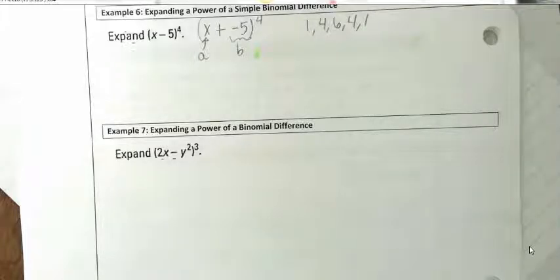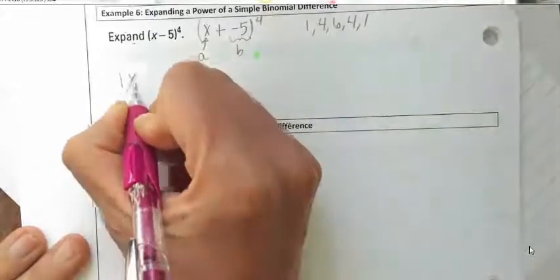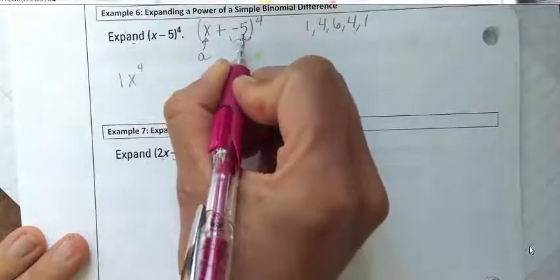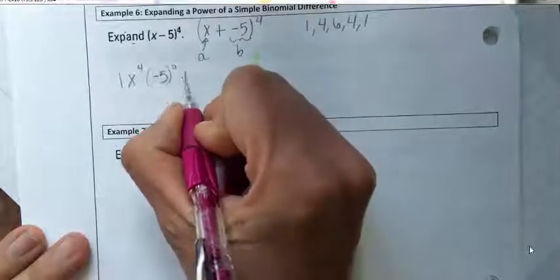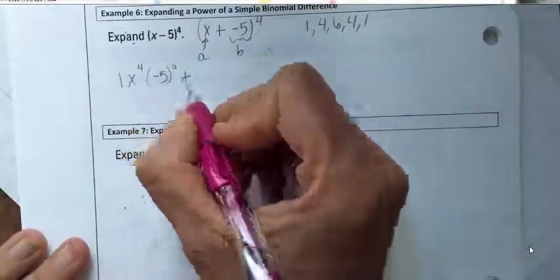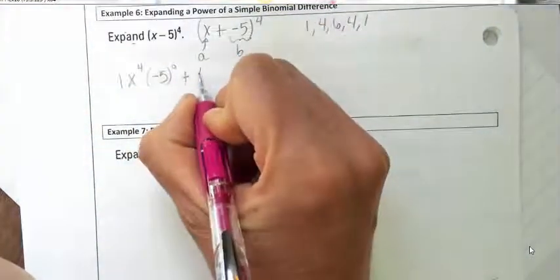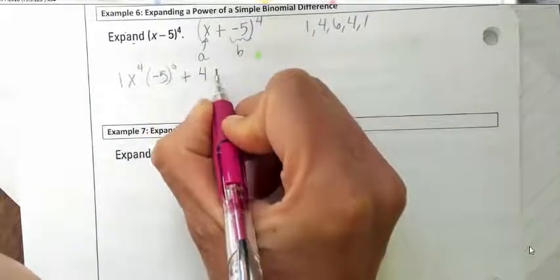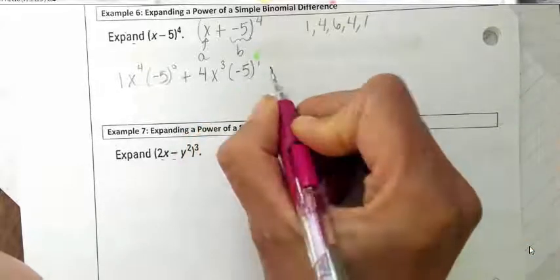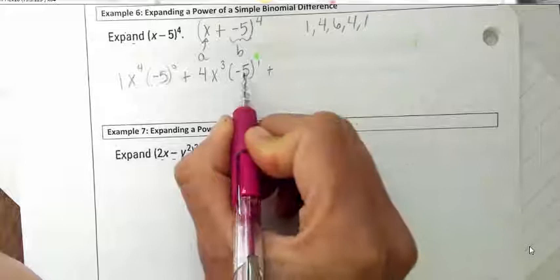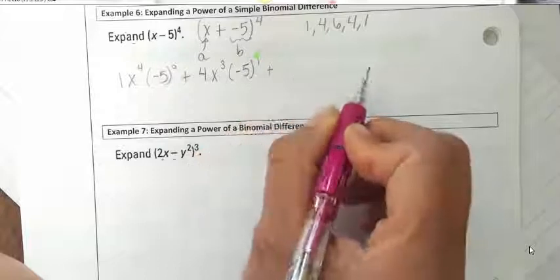Okay, and then we just do the exact same thing that we just did. So it's going to be 1, and then x gets all the powers. And then our b, which is negative 5, gets none of them. Okay, plus, and I'm just writing it out; as you get better at this, I would not continue to write out stuff that you know is equal to 1. Now you're going to do 4, which is my second term coefficient. x gets 1 less power. Negative 5 gets 1 more power. See, and that negative now is going to come out here and make this a negative. So they're going to alternate. It's going to be positive, then negative, then positive, then negative.